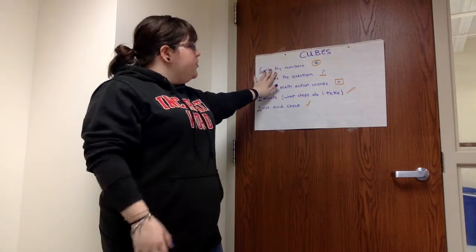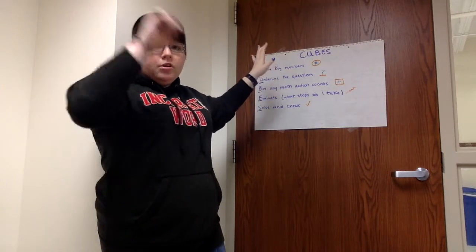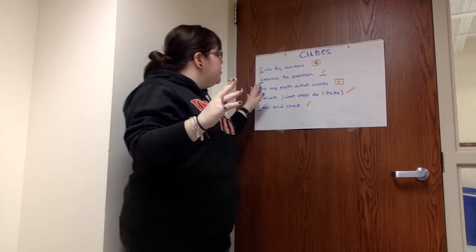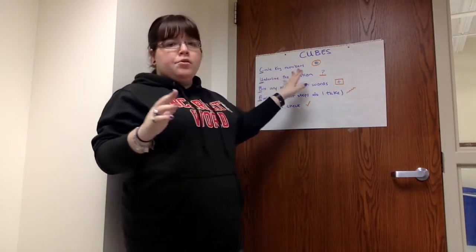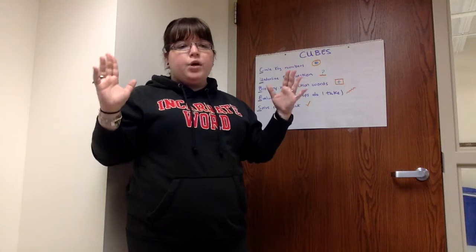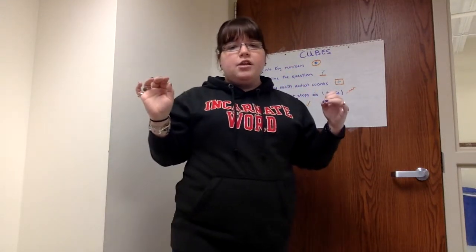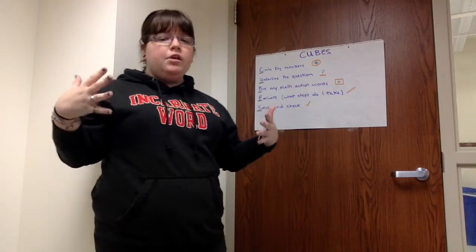So first we have circle the key numbers, where you put a little circle around the numbers that are important to the question. You underline the question. So you get your highlighter, marker, pen, or pencil, or whatever you need, and you underline that question so that you make sure you know what you need to do.